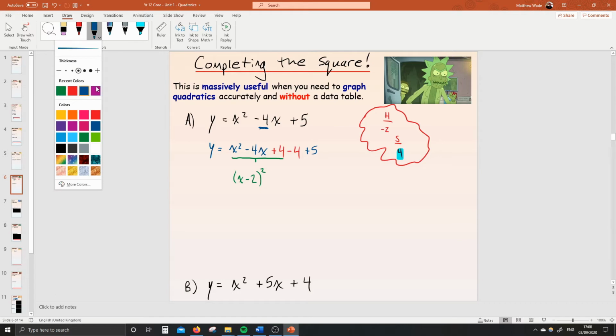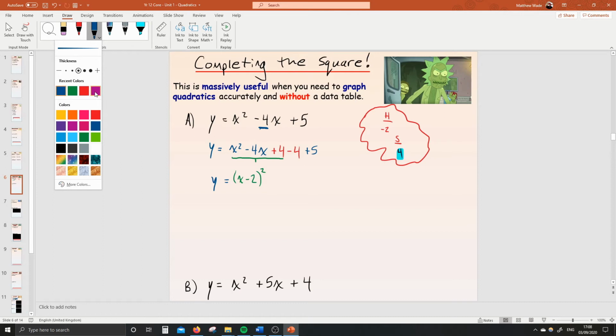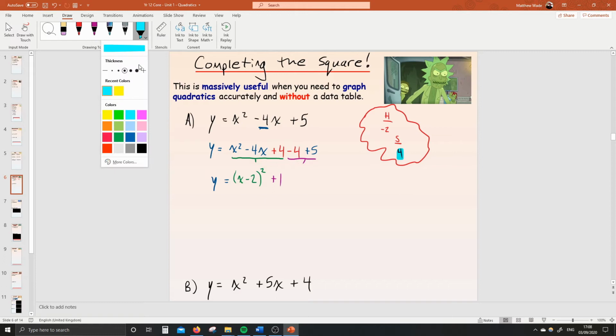And then just keep writing the rest. So it's going to be y equals x minus 2 all squared. And then you just have to do what minus 4 plus 5 is, which is, of course, plus 1. Shaboom, you're in completed square form. So what's happened is I have just done an extra step, this middle step, but it's going to help you massively for when we get to hard ones.